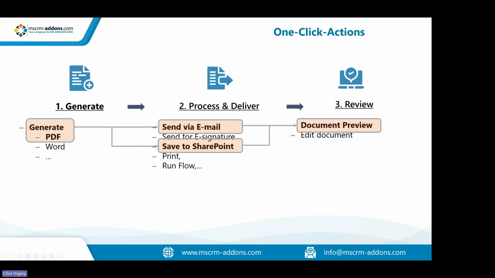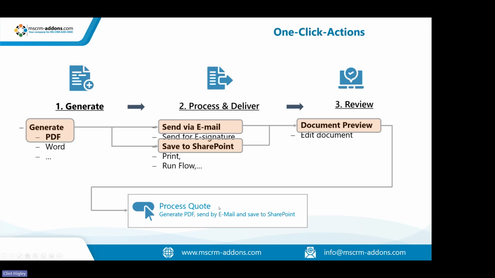I'm always sending it via email. I'm saving it to SharePoint. And I want to preview the document and preview the quote before I send it off, right? So what the one-click action allows me to do is pre-select all these settings and then save them, so that for me, it's just a button click. I just click that and it does all this stuff without me having to interact with it and go through all these settings, right?